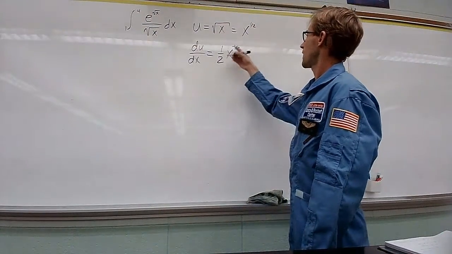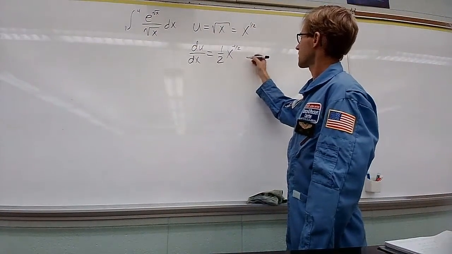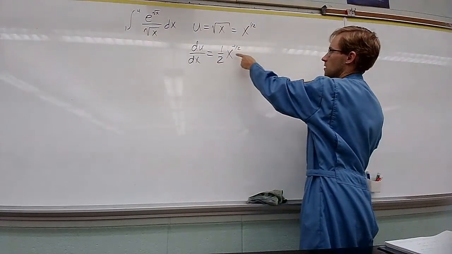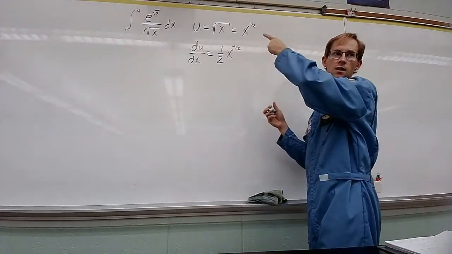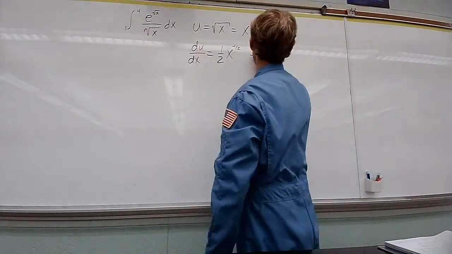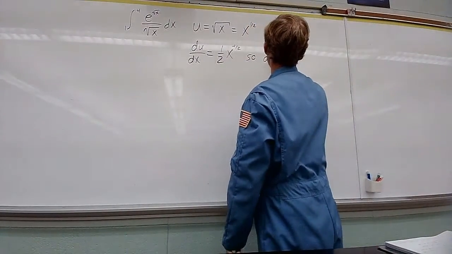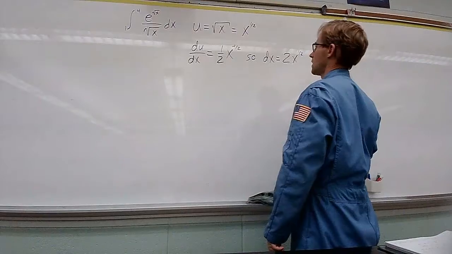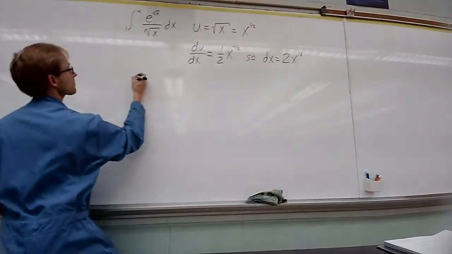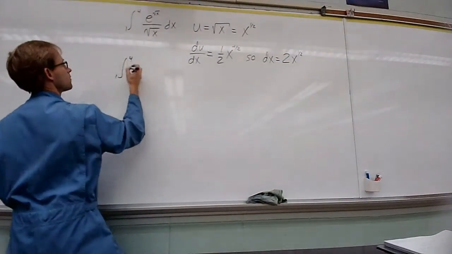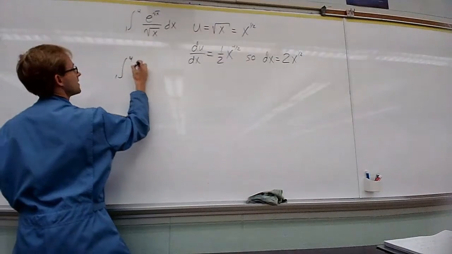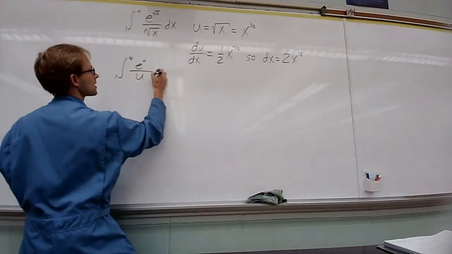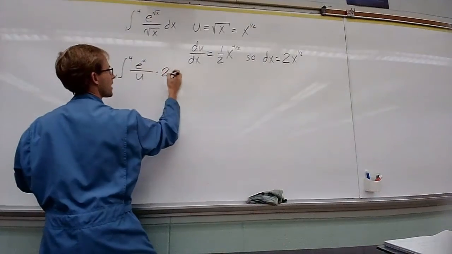So now we're at this point. Let's make sure I don't get confused here. I'm going to flip these, so that'll be 2, and then this is going to be x to the positive 1/2, right? Yep. So dx equals 2x to the 1/2. Now we can put stuff back in. Integral from 1 to 4 of e to the u over u times 2x to the 1/2 du.